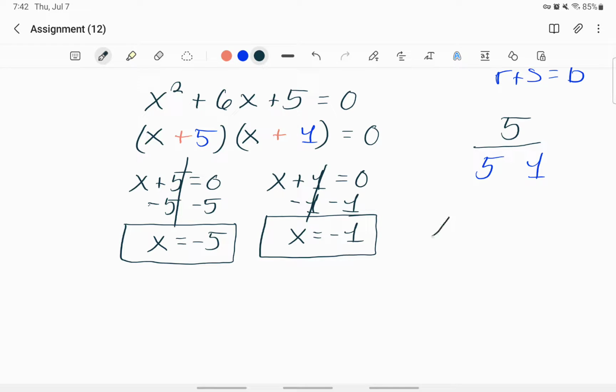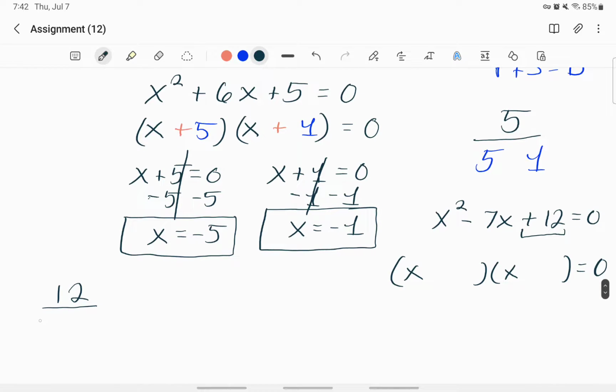We'll go over here. X squared minus 7x plus 12 equals 0. Let's factor. X squared can be factored into x times x. I want to find two numbers that multiply to positive 12. Let's go over here. That is 1 and 12, 2 and 6, 3 and 4. And when I add them, I must get negative 7.